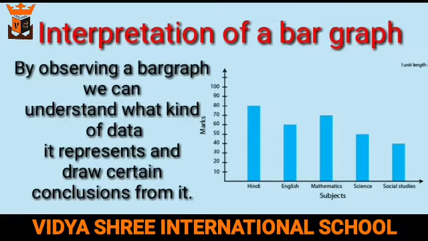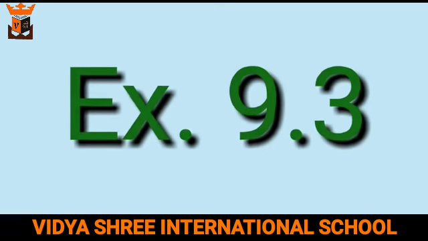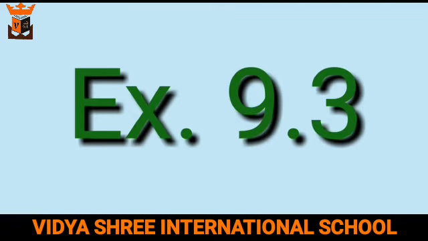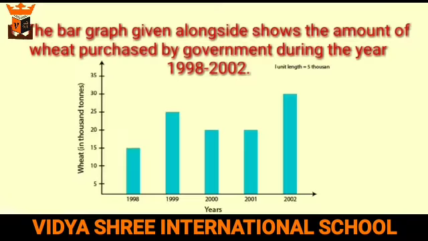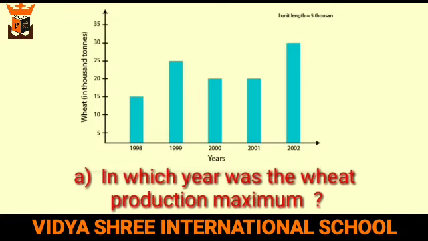Now let us try to interpret the bar graphs which are given in exercise 9.3 and try to give the answers based on the bar graph. Question number 1: the bar graph given alongside shows the amount of wheat purchased by the government during the years 1998-2002. Read the bar graph and write down your observations.